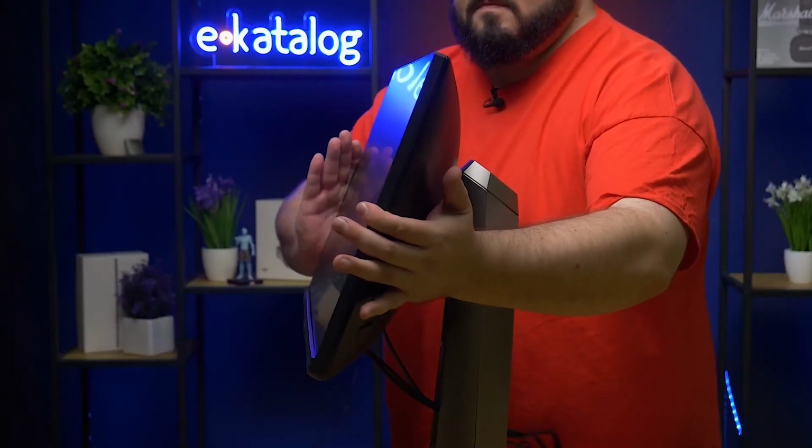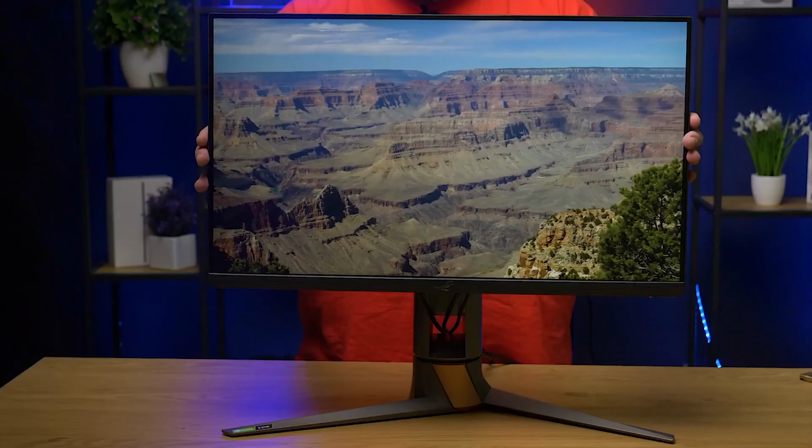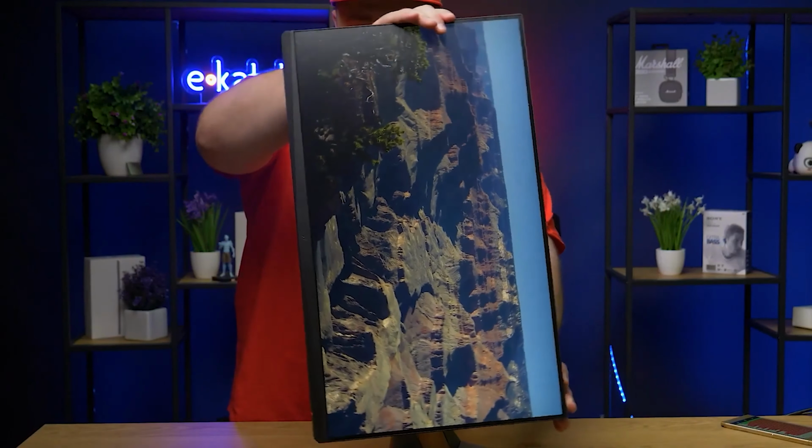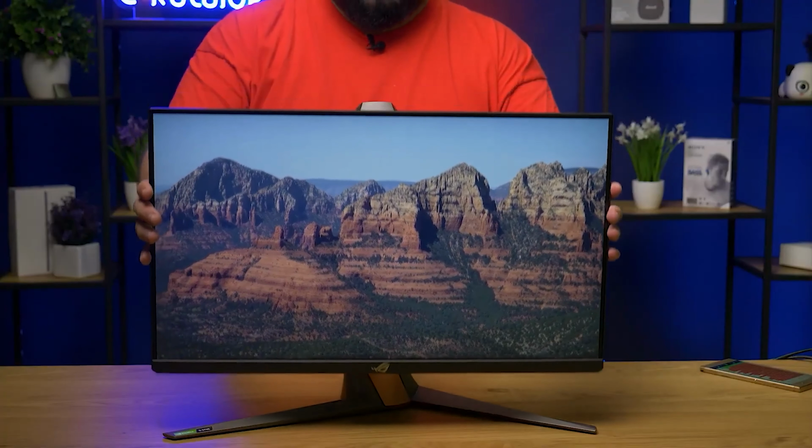What else you'd want to have is adjustments. Height adjustment, vertical and horizontal rotation. That really helps. But if you don't have the ones you want, not a problem. You can always buy an extra wall or table mount for it.